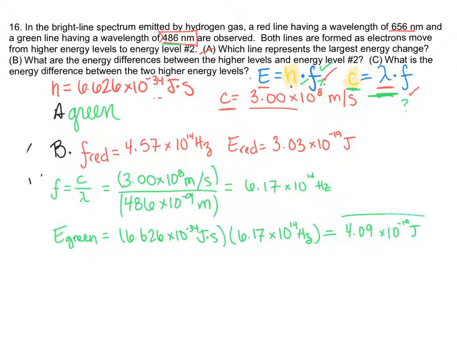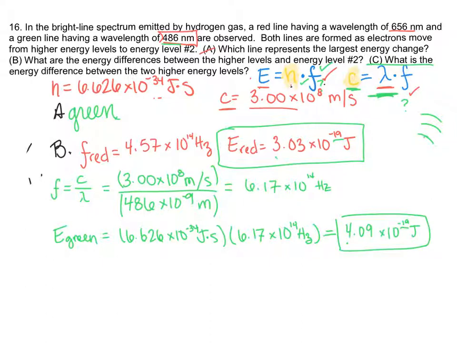So looking at the two energies I just found, which one's higher? Well, the bigger number. They both have the same exponent, so I'm just going to look here. 4 is bigger than 3. Green is higher in energy, just like we talked about earlier. So for the last part here, C, what's the difference between the two higher energy levels? I don't know necessarily what ring each of these things fell from to get to energy level 2. I know green definitely came from a higher level than red did. So what's the difference between those two energy levels?